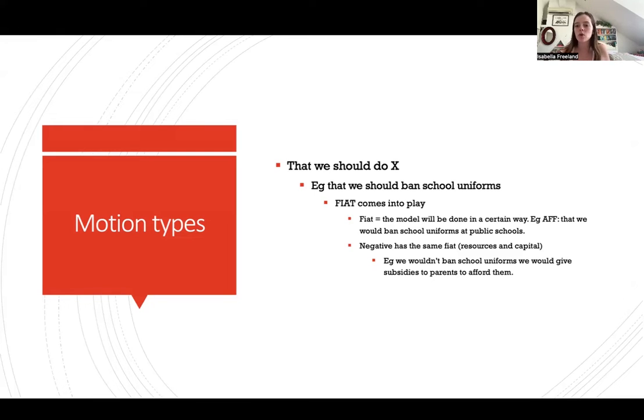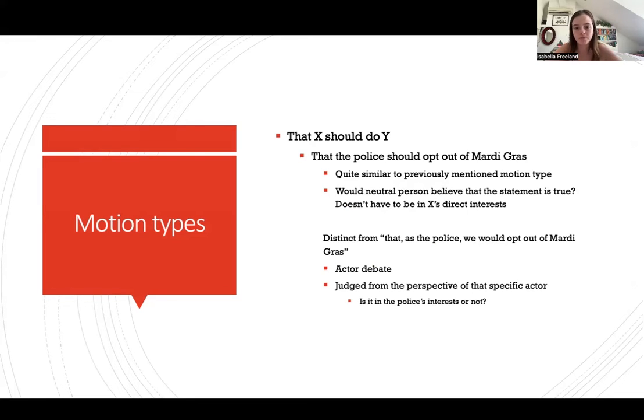So negative couldn't do a model that's absolutely ludicrous, like, no, instead we're going to give school uniforms that are all Louis Vuitton. That's obviously a lot more expensive. So if it's around the same amount of capital, both teams have fiat to assume that they are able to do it. They do have the resources to undertake it.